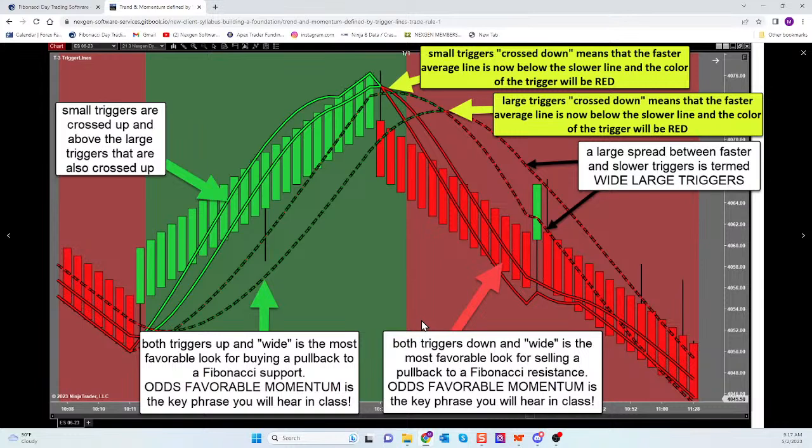This is rule number 1 for a high probability trend trade, the advantage of momentum. When your small trigger lines are crossed up, they're above the large triggers, which are also crossed up. Small and large pointed in the same direction. Both are wide. This space created between small and large lets me know that the odds are favorable for the market to continue up. And guys, you're going to hear that in class a lot. Odds favorable momentum is a key phrase that you'll hear in class. You're going to see it on charts typed out as OFM, right? Odds favorable momentum, giving you the advantage of momentum, guys.